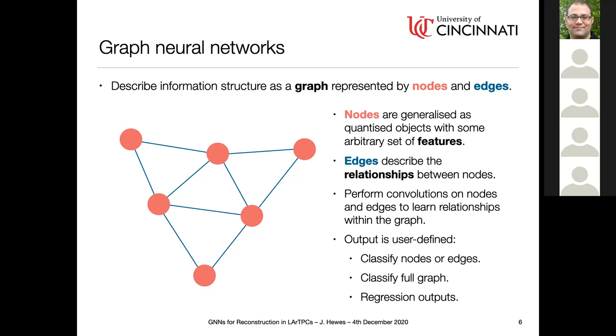But there are a number of things you can do with this kind of data structure, right? You can classify the nodes if you want to, or you can classify the edges. You can classify the full graph as a whole. That's similar to the difference between segmentation and image classification in a CNN. And you could also think about doing other things like regression that I won't talk about today.